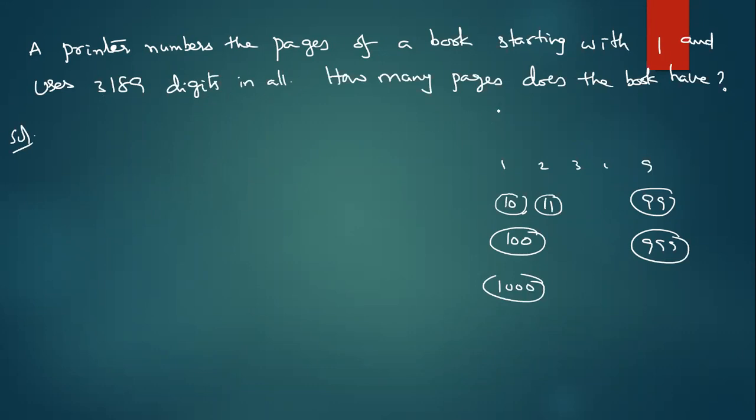So like that, how many pages are there in the book? Counting 1, 2, 3, 4, 5. For 10, how many digits are there? 2. This one also 2. We have to count them. You are using 3189 digits in total, and pages from 1000 onwards have 4 digits. So using these digits, how many pages are there in that book?